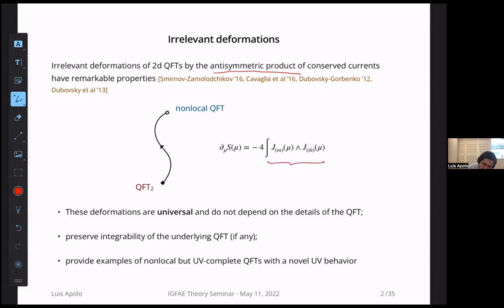And I have written these currents as one form so that the wedge takes care of the antisymmetrization. These deformations are universal and do not depend on the details of the QFT. Of course, this QFT must have symmetries for which you can write down these currents. They preserve integrability of the underlying QFT, if there's any to start with, and provide examples of non-local but UV-complete QFTs with a novel UV behavior. And I will mention something about the UV completeness on the next slide.